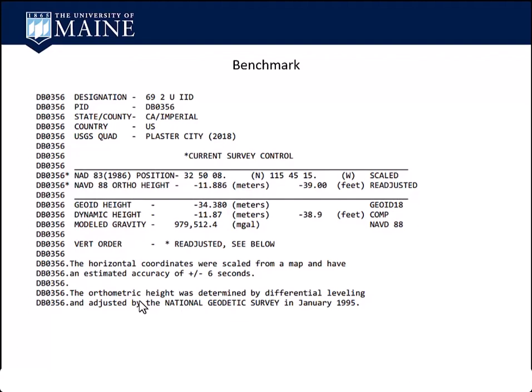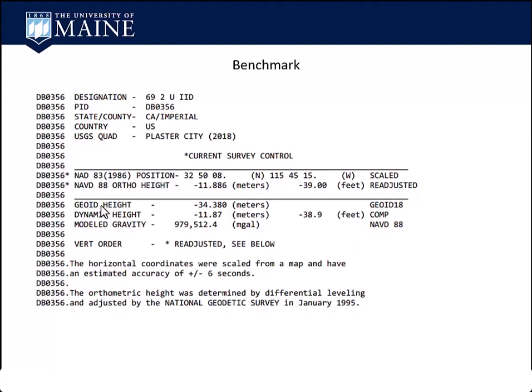And if it was determined by differential leveling, it's got to have a vertical order, because vertical orders, for NGS anyways, are right now based on a procedural length of run, misclosure, things like that. There is none of that with GPS. You get what you get based on whatever satellites are overhead. So this is where you'd see the vertical order, and this is the statement you want to look for for leveling.